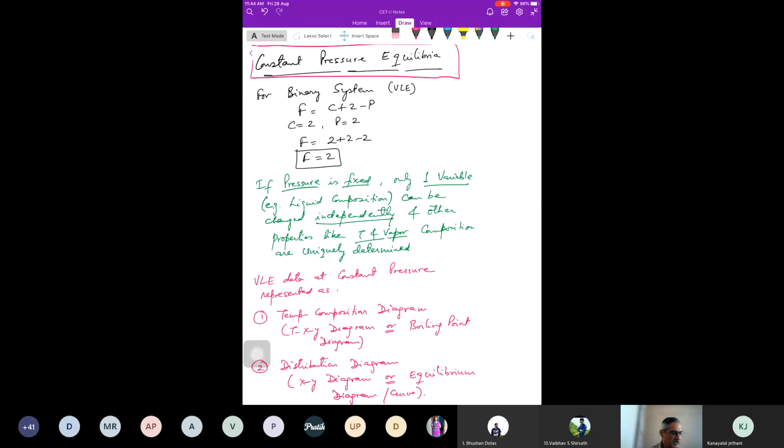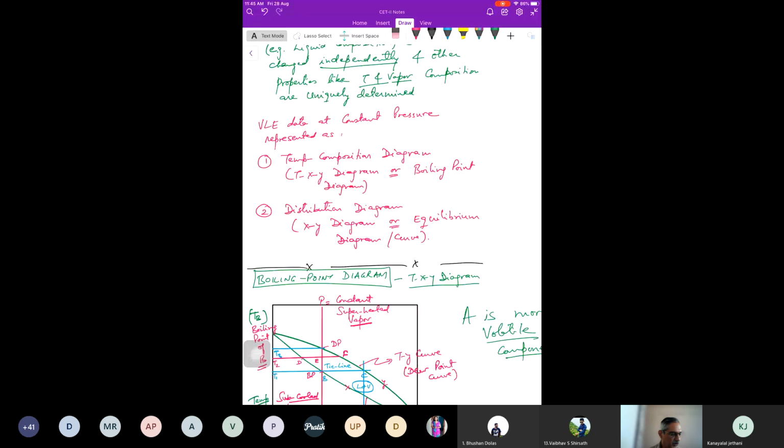So we'll see VLE data at constant pressure. They are represented as a temperature composition diagram or TXY diagram, or also called boiling point diagram, or distribution diagram, which is the XY diagram or equilibrium diagram. So let us look at the TXY diagram.